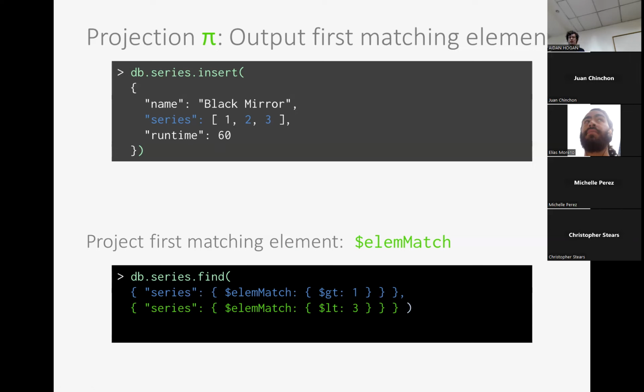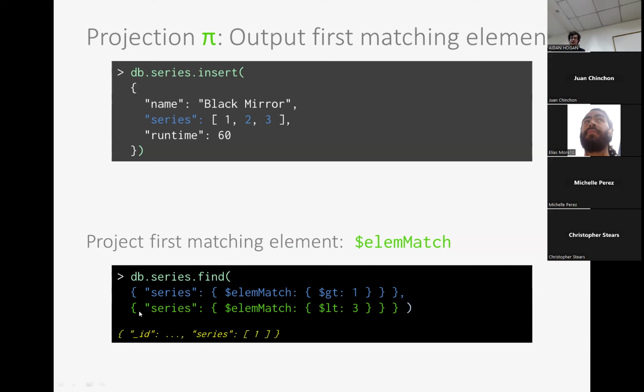Will we return 1? Will we return 2? Or will we return 3? So 3 doesn't match the condition. 1. Yeah. So we return 1. This seems a bit counterintuitive because 1 is not greater than 1, right?